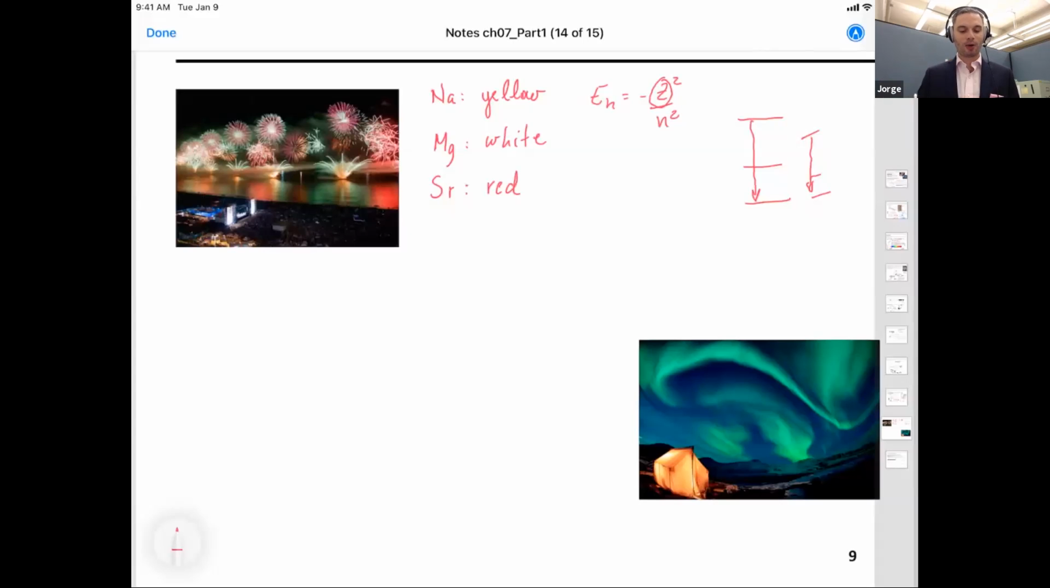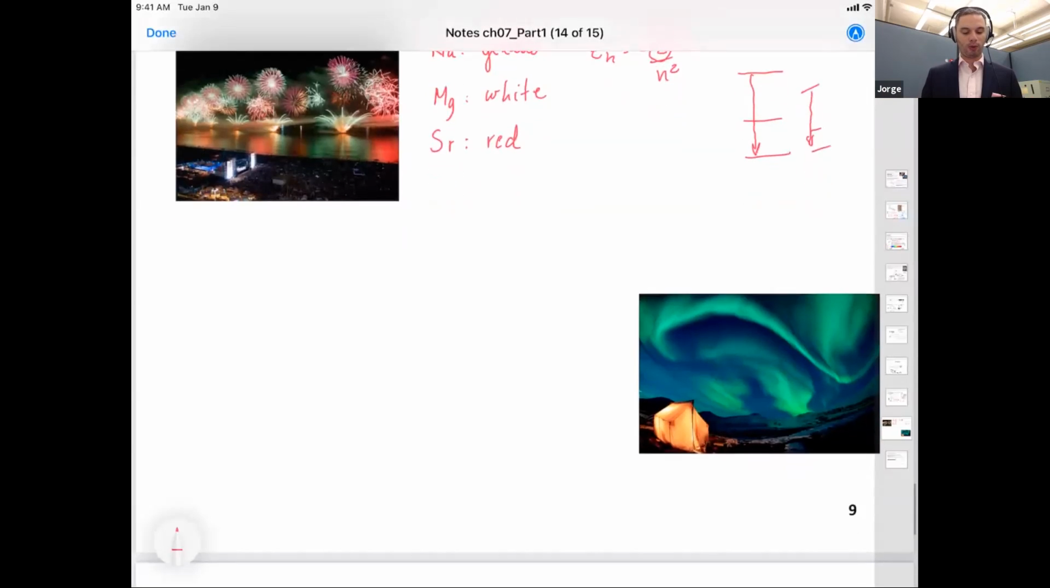And that's how you can use chemistry to manipulate the colors of each firework. Each element has a very characteristic color for the emission. And we can use that to identify elements as well.